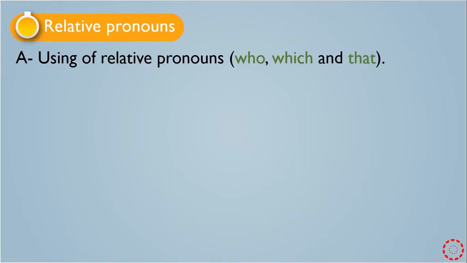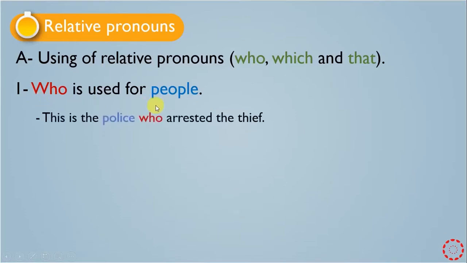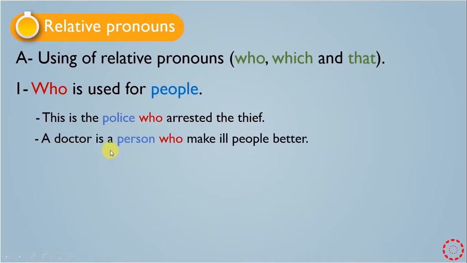Let's talk about the relative pronouns more. At the beginning, let me show you when we use these relative pronouns, who, which, and that. The first one is who, which is used for people. Look at this example: this is the police who arrested the thief. Because we have police here, which is a person, we say who arrested the thief. The second example: a doctor is a person who makes ill people better.